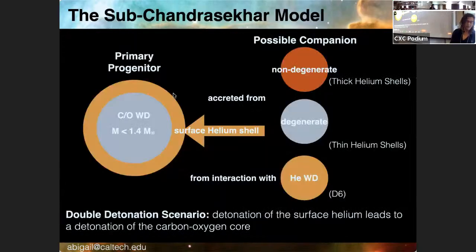So the next way you can look at it is, well, what if I can blow up a white dwarf below the Chandrasekhar mass limit? So a sub-Chandra white dwarf. And currently the popular way of doing this is called a double detonation. So this situation is pretty, just like the Chandrasekhar, pretty progenitor agnostic.